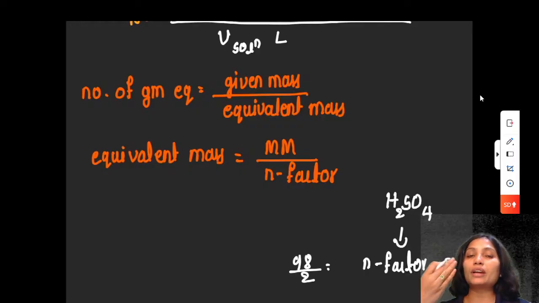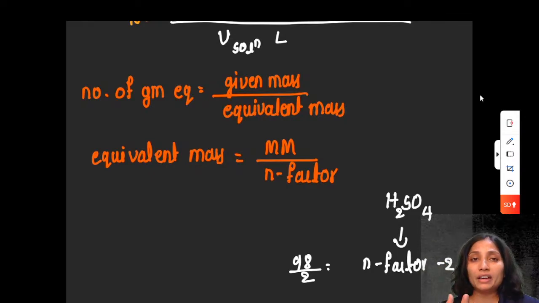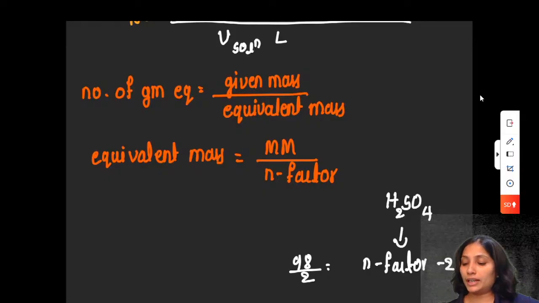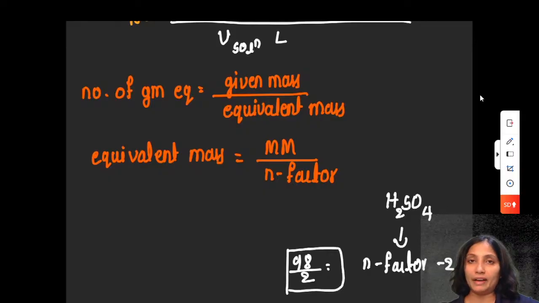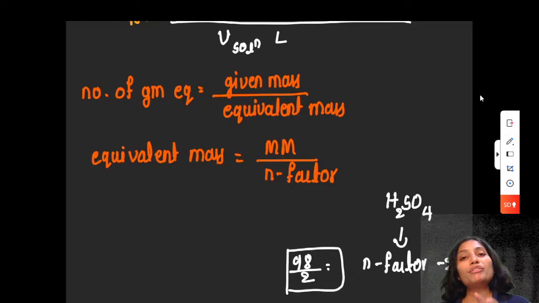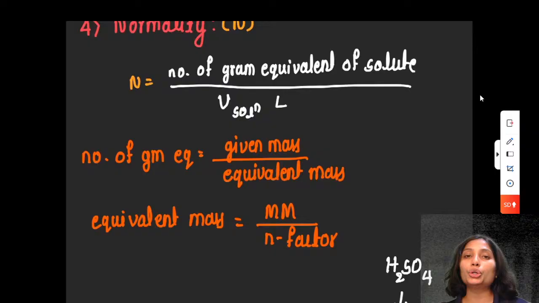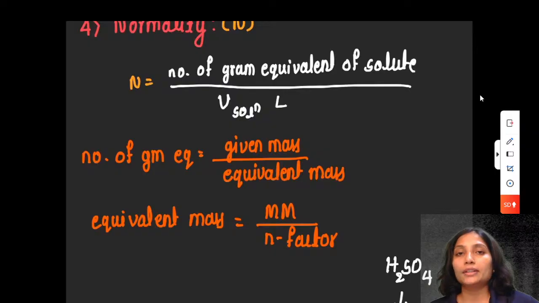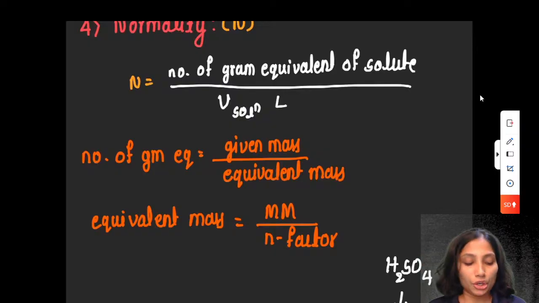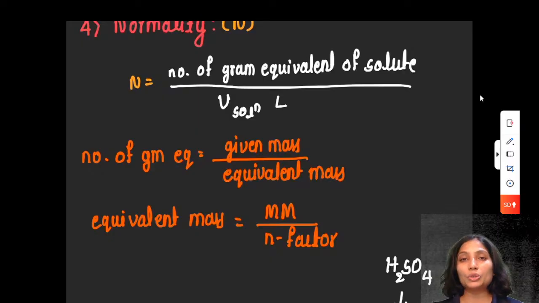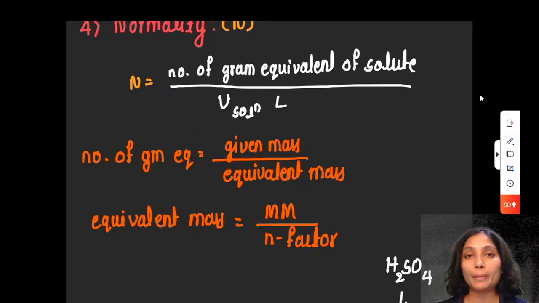And next go for number of gram equivalent. In the question, mass will be given. Mass of sulfuric acid will be given divided by its equivalent mass, which we get by dividing 98 by 2. That gives number of gram equivalent. Once you get number of gram equivalent, substitute that in the given equation. This is how you will calculate normality. I hope there is no doubt in calculation of normality.